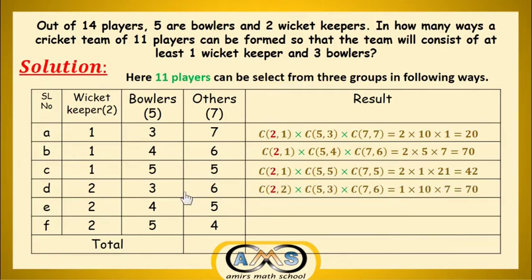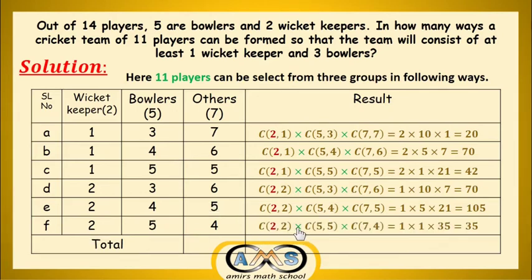The next case, that is, we have select 2 from 2, that is C22, and select 3 from 5, that is C53, and select 6 from 7, that is C76, which is equal to 70. The next case, that is C22 and C54 and C75, which is equal to 105. And the last case, C22, C55 and C74, which is equal to 35.